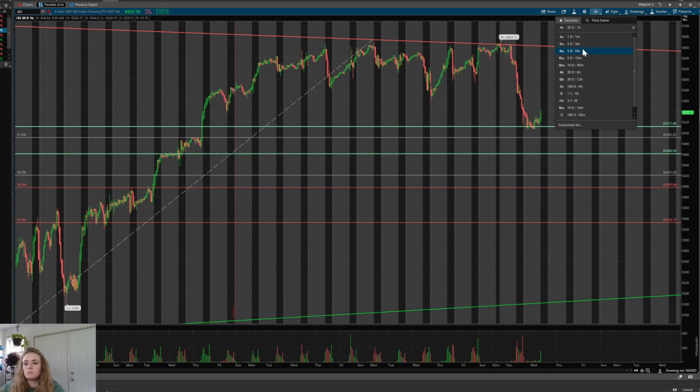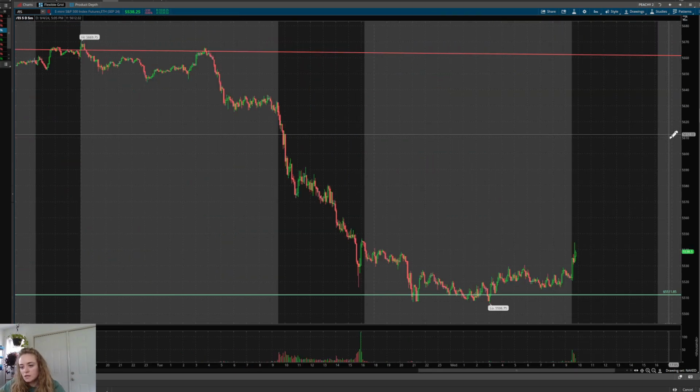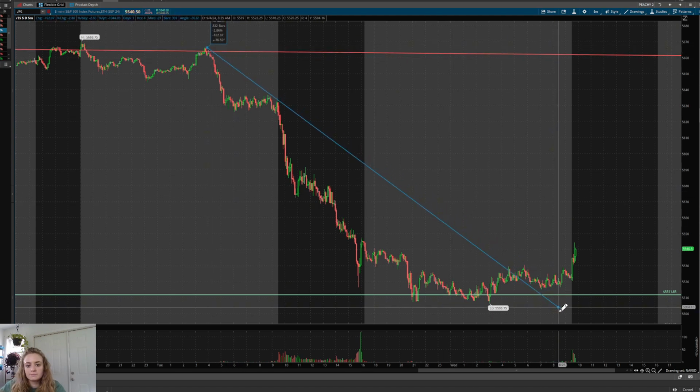I'll move into my 5 minute. And it does look like I see a trend line break here to the upside. Oops. Ooh, good golly.